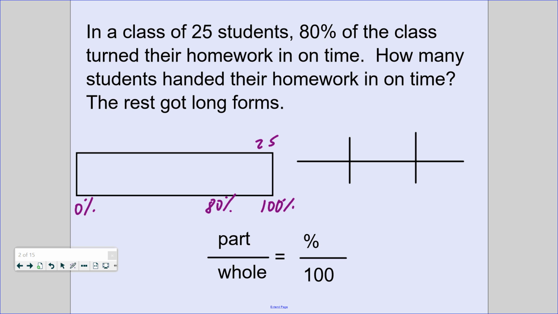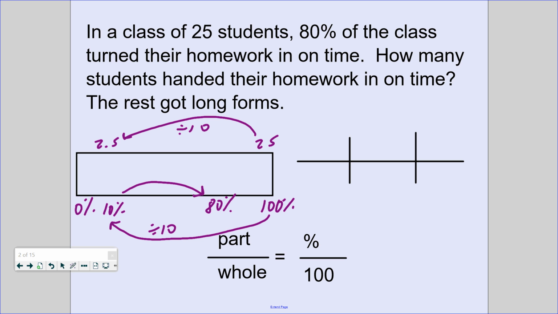So there are several ways you could solve this. One way is to break it down into 10%. How do you break down 100% to 10%? We divide it by 10. So what is 25 divided by 10? 2.5. Now, how do you build it back up to 80%? Times it by 8.